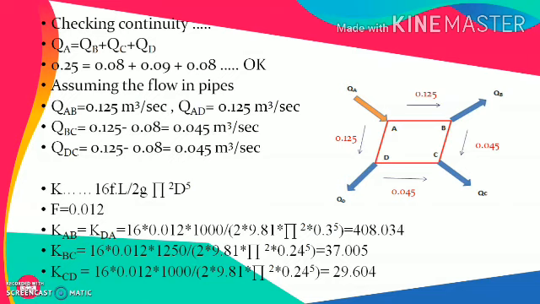So continuity is satisfied. Now we will assume the flow through the pipes. So we will assume that at A, as there is a flow entering at a rate of 0.25 meter cube per second, it is going to be equally distributed. Please remember that this is just an assumption. You can assume that 100% flow goes through one pipe and 0 through the other.